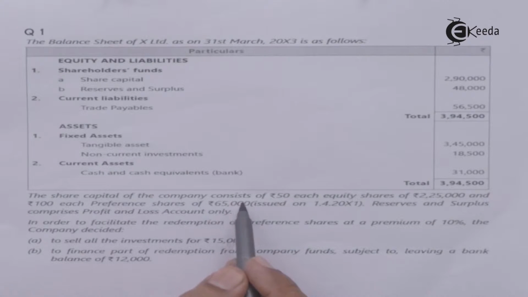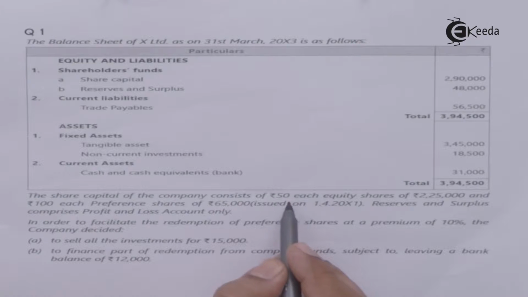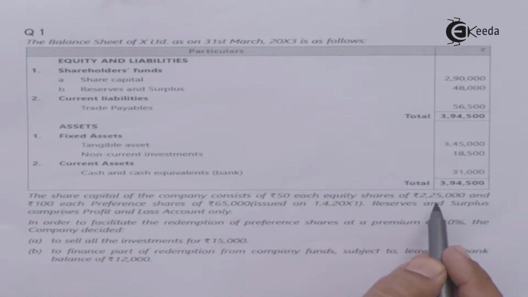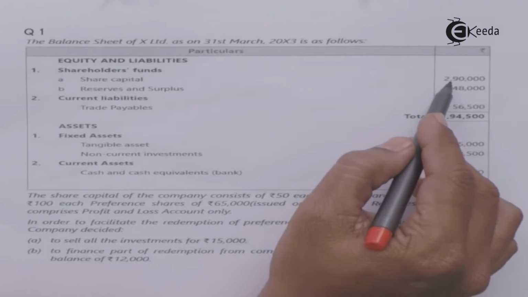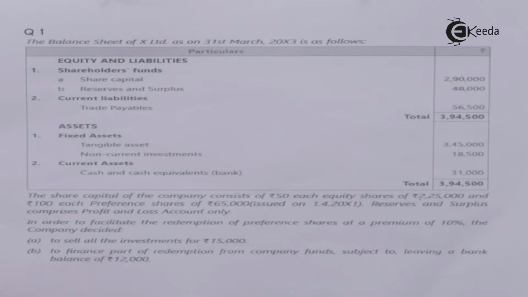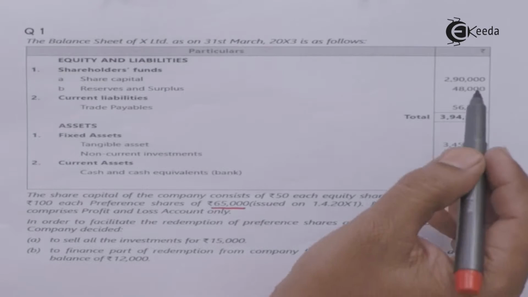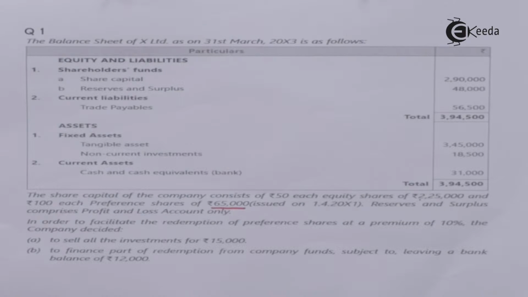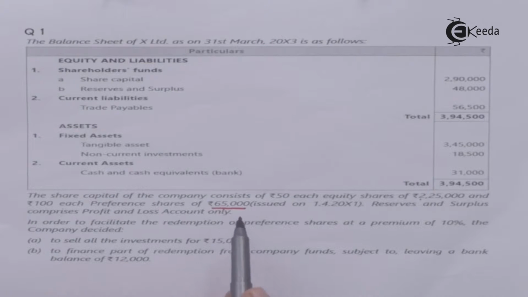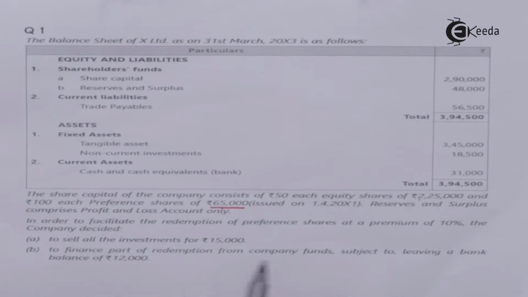The share capital of the company consists of rupees 50 each equity shares of rupees 2,25,000. That means out of 2,90,000, 2,25,000 is equity share capital and rupees 100 preference shares of rupees 65,000. So 65,000 plus 2,25,000 comes to 2,90,000. So they have 650 preference shares and the amount of share capital is 65,000; preference share capital I am talking about.